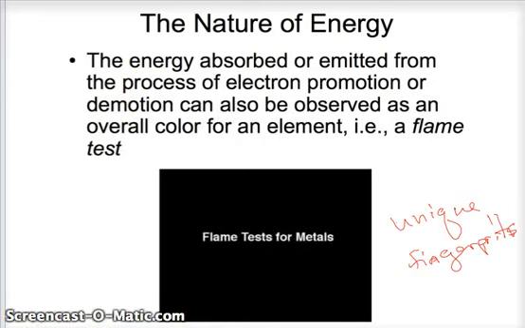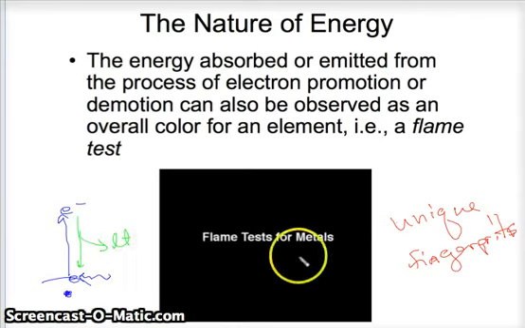That color is what makes it unique. Now, keep in mind what we're talking about. Here's my nucleus, here's my electrons. My electrons literally absorb energy. Light comes in, it absorbs energy, it ends up out here. It can't stay out there, so it falls back down, and when it falls down, it emits light. That emission is what we get to observe in terms of the flame tests.